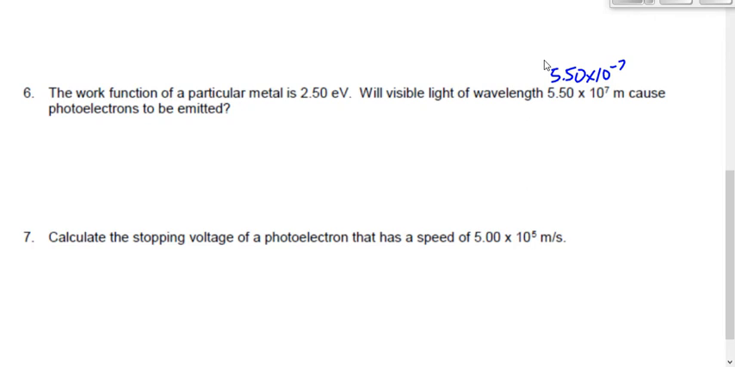Photoelectrons are just electrons that have been ejected. So would we get photoelectrons here? Would electrons be ejected here? There are two ways you can do this, just like question number 5.